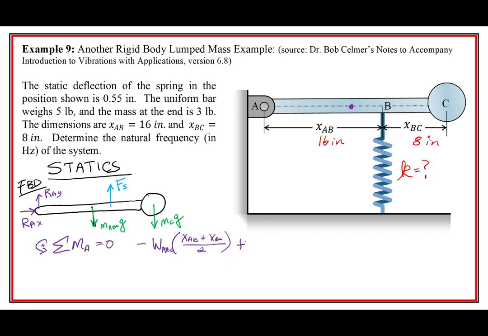Plus, because that was going clockwise, this is going to go counterclockwise. So it's going to go F_S times X_AB. Now we need the weight of the ball, and that's going clockwise. So we get weight of C times X_AB plus X_BC equals 0. All right, so you think your way through that.